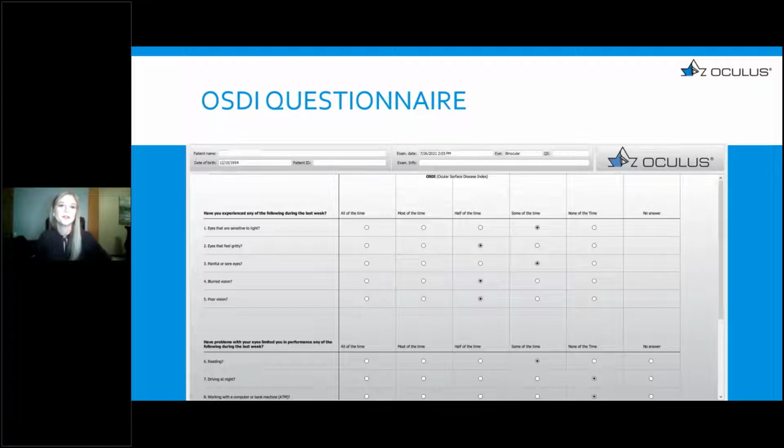Next is the OSDI questionnaire. I know all of you have seen this questionnaire at some point. I'm sure a lot of you might even use this in your office. Hopefully you do. I love having this OSDI questionnaire. What we do is we actually have this on a laminated sheet of paper, that way the patient can fill it out when they check in for their exam. What the technician does is they just key it into the software here while they're doing the dry eye workup. And it's actually going to give you a score at the bottom left that you can see there. So for this patient, the score is 23.